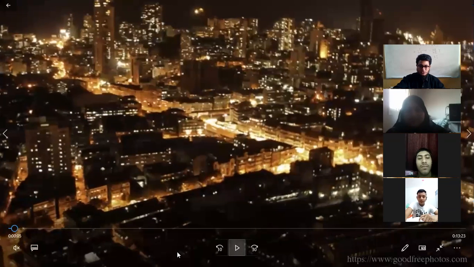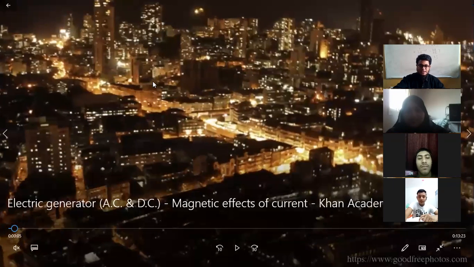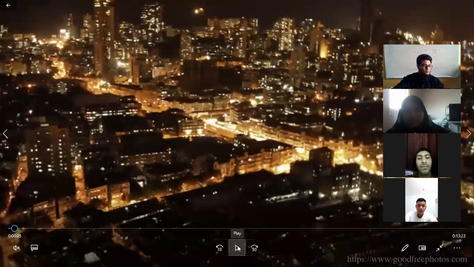Okay. So you can see this is a city where the lights are lit. How? Definitely they are supplied some electrical energy, right? How is this electrical energy being supplied? From the power station, right? They are generating the electricity and supplying it to all the buildings.